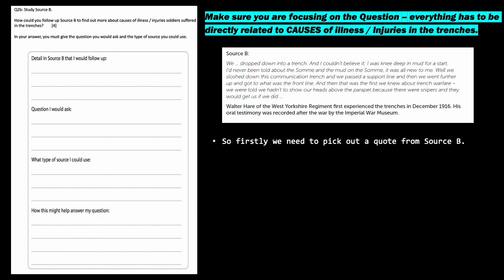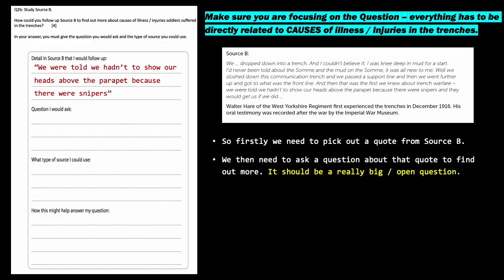So in my example, I'm going to pick out a quote from source B that is related to injuries or illnesses. So you can see now I have picked out, we were told we hadn't to show our heads above the parapet because there were snipers. That's going to get you 1 mark. It is literally a quote straight from the source. As long as it relates to the focus of the question, you will get a mark. So every single one of you should be getting 1 mark for this question at the very, very least.